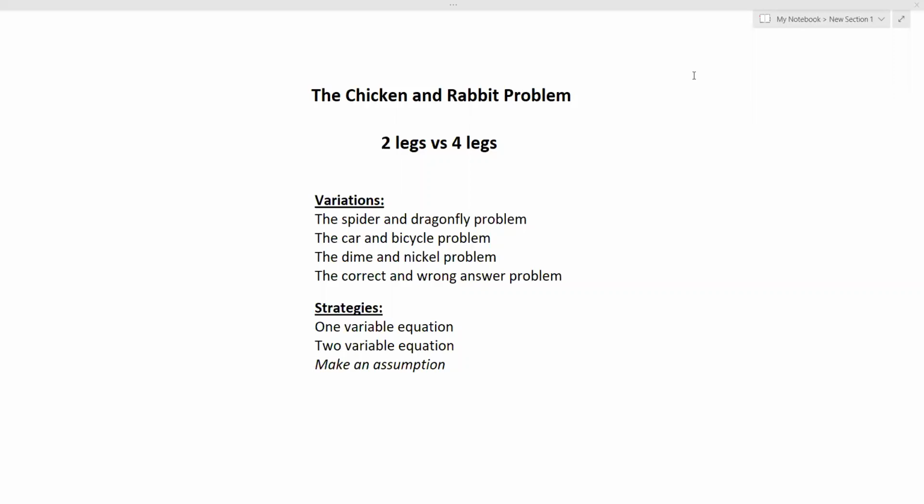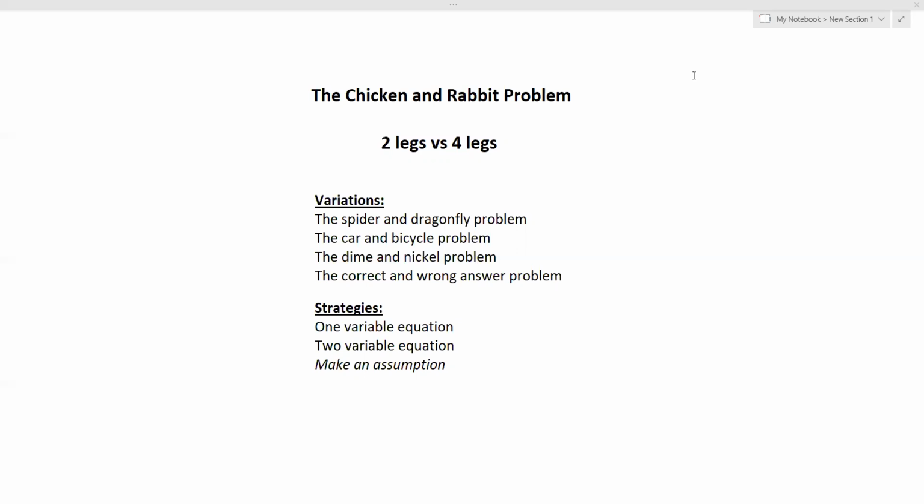The spider and dragonfly problem, because the spider has 8 legs and the dragonfly has 6 legs. The car and the bicycle problem, a car has 4 wheels and a bicycle has 2 wheels. The dime and nickel problem, a dime is worth 10 cents and the nickel is worth 5 cents. And the correct and wrong answer problem, because each time you get a correct answer on the test, you are awarded a certain number of points. But every time you get an answer wrong on the test, you are deducted a number of points.